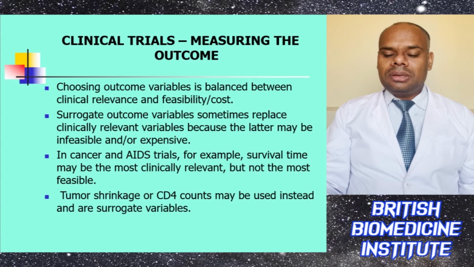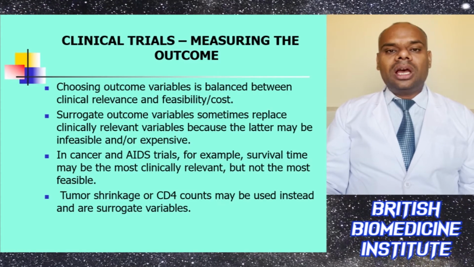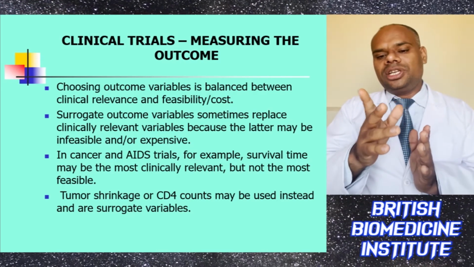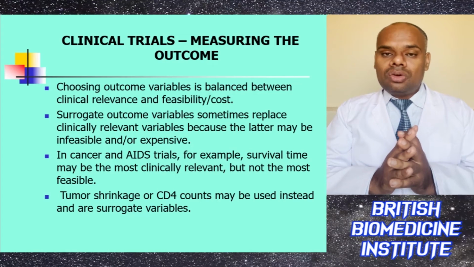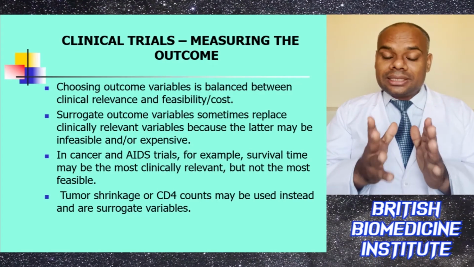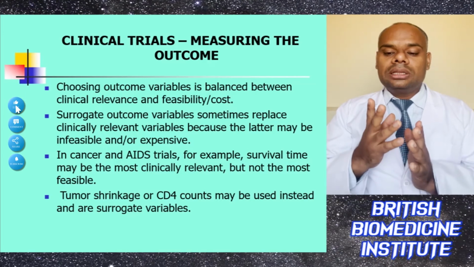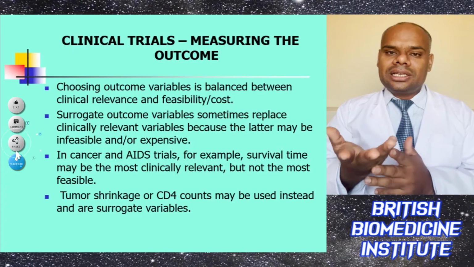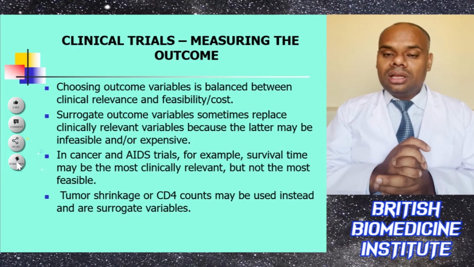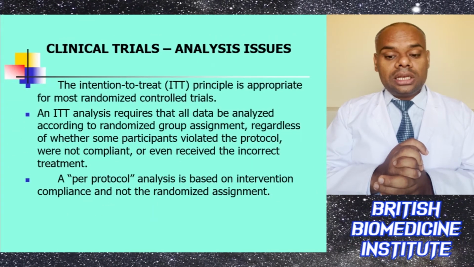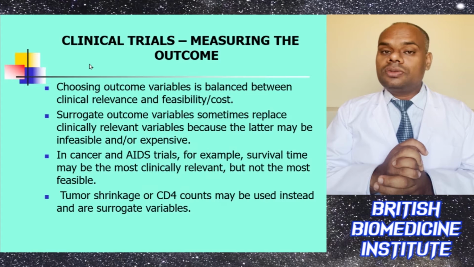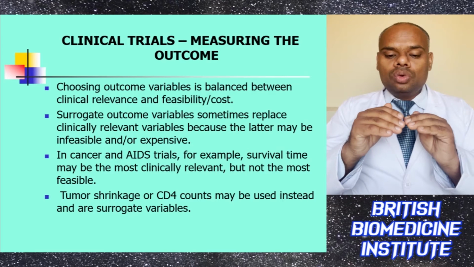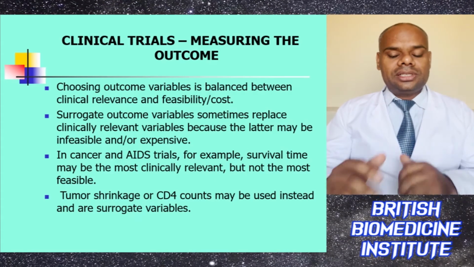So now comes the measuring of outcome. Choosing outcome variables is balanced between clinical relevance and feasibility or cost. Surrogate outcome variables sometimes can replace clinically relevant variables because the latter may be infeasible or expensive. Like in cancer trials or HIV/AIDS trials, the survival time may be the most clinically relevant but not the most feasible. Tumor shrinkage or CD4 count may be used instead as surrogate variables.